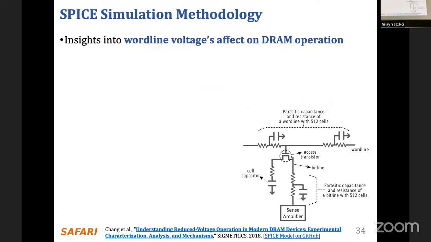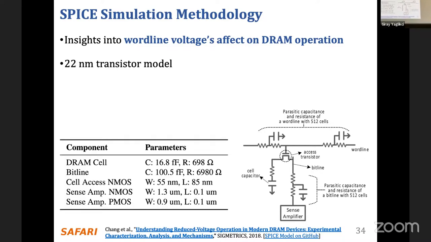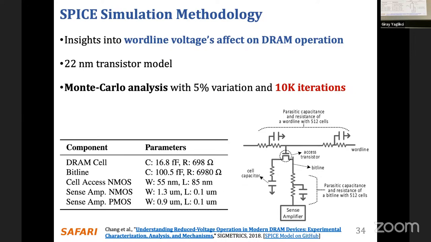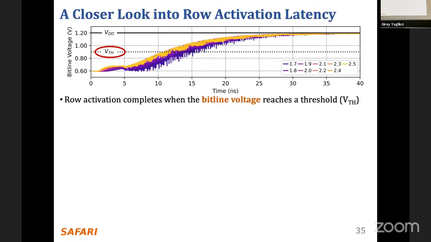Okay. To show what's going on here in a bit more detail, we also conduct some SPICE simulations that show some insights into the wordline voltage's effect on DRAM operation. This is our circuit model, and these are our parameters, so you can repeat this analysis in your SPICE simulation if you want. We use a 22 nanometer transistor model, and we perform a Monte Carlo analysis to account for the variation across different DRAM chips. We introduce a variation of 5% for 10,000 iterations. Okay, so these are some results from the row activation process.